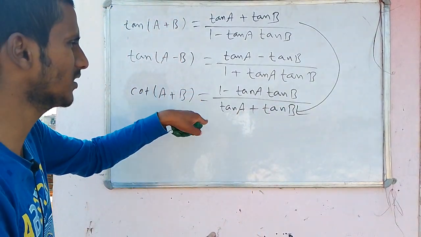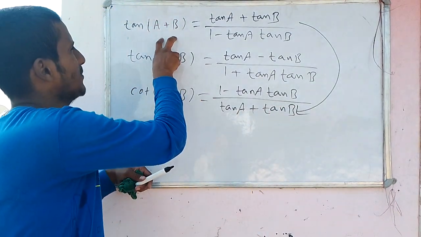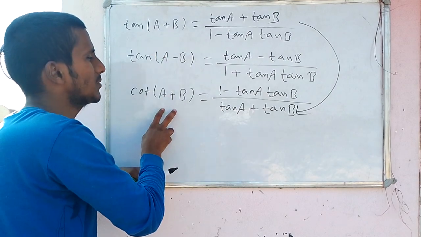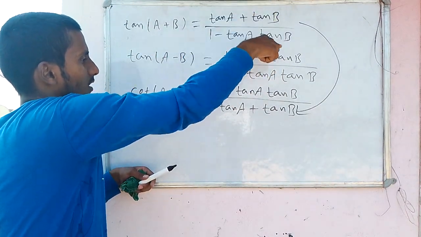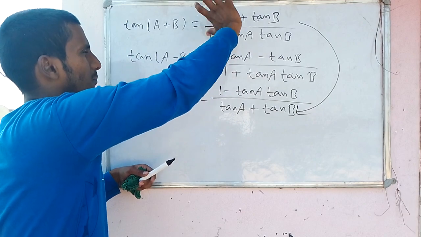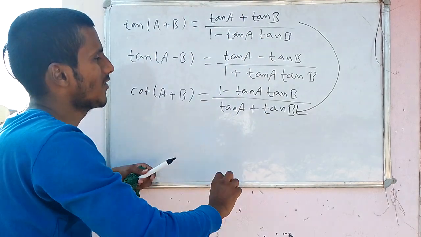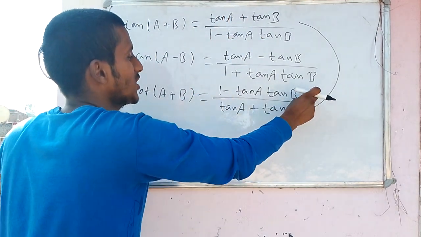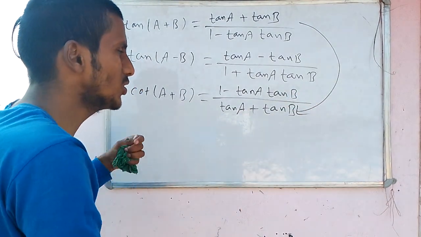Why is it going to be this thing? Because this is tan A plus B, and cotangent A plus B will be the reciprocal of this thing. That's why I did it upside down. Okay, found out the reciprocal. So in the form of tangent, it is going to be this. Okay, you can do it from scratch.